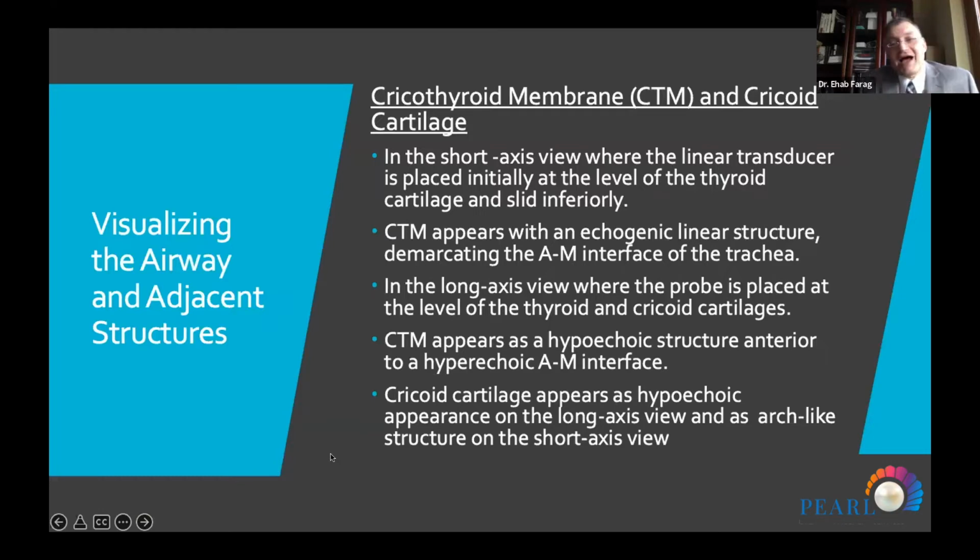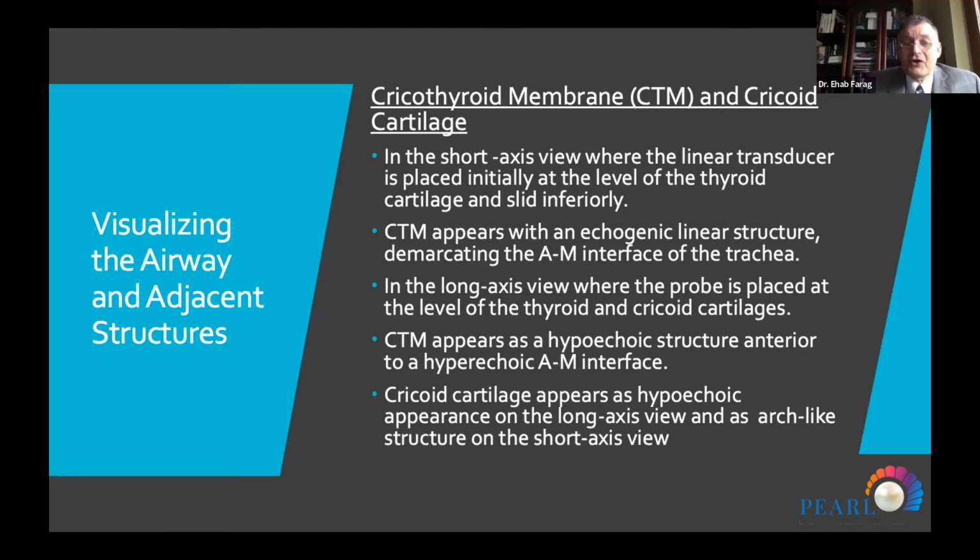So the other most important structures are the cricoid cartilage and the cricothyroid membrane. In the short axis view, the linear transducer is placed initially at the level of the thyroid cartilage and slid inferiorly. The CTM, or cricothyroid membrane, appears as an echogenic linear structure demarcating the air mucosa interface of the trachea.